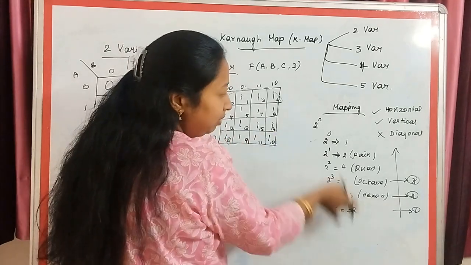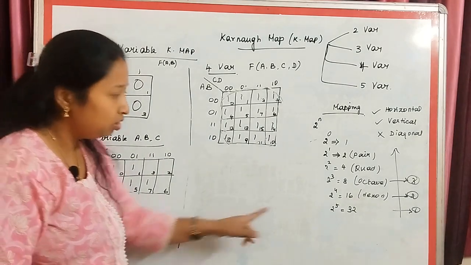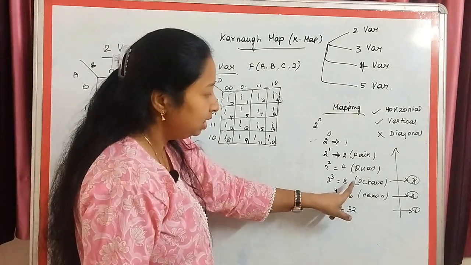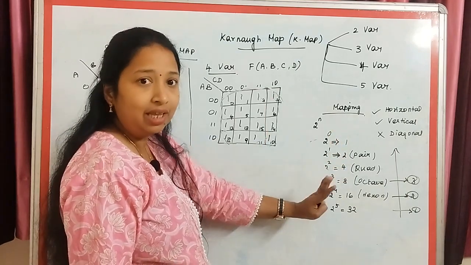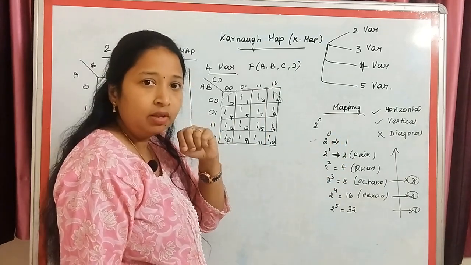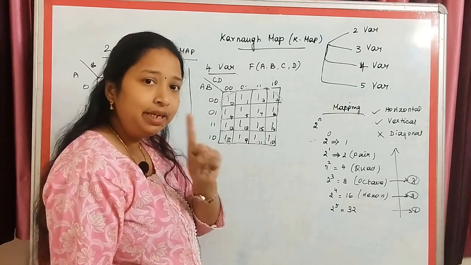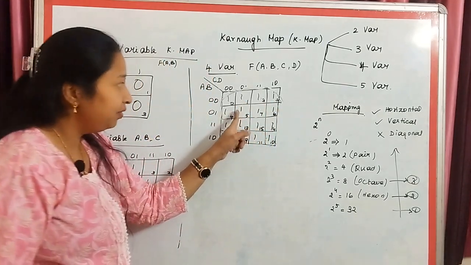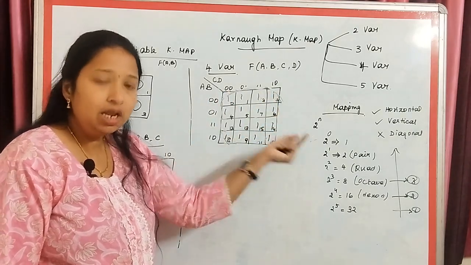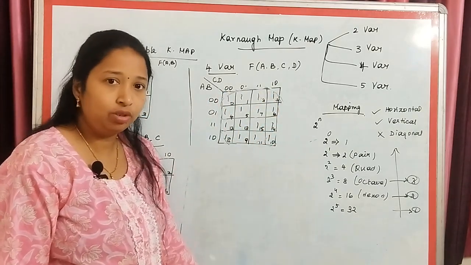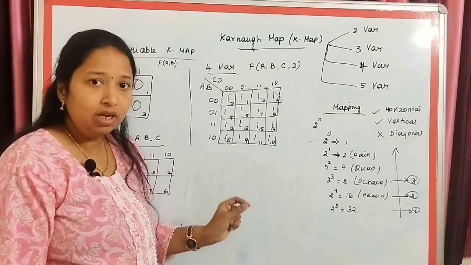The priority has to be from top to bottom: first priority should always be 16, then 8, then 4, then 2, or if nothing is possible, then go for 1. The ultimate aim is you shouldn't leave any numbers. Wherever you find a 1, whatever minterm has been given to you in your question, it should be mapped in some way or the other. You shouldn't leave any single term.